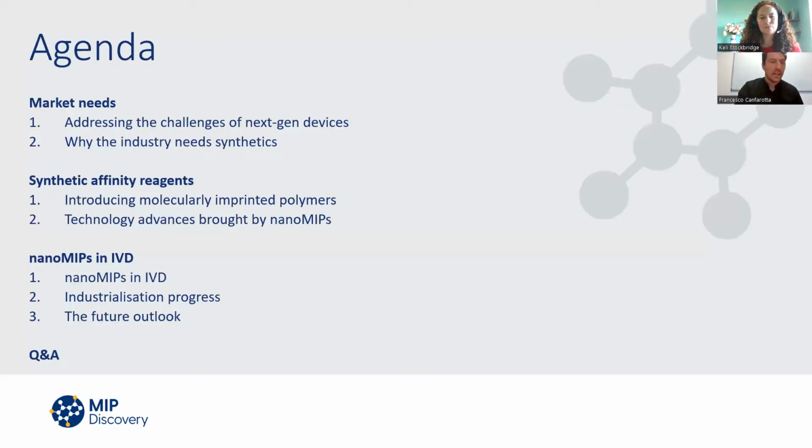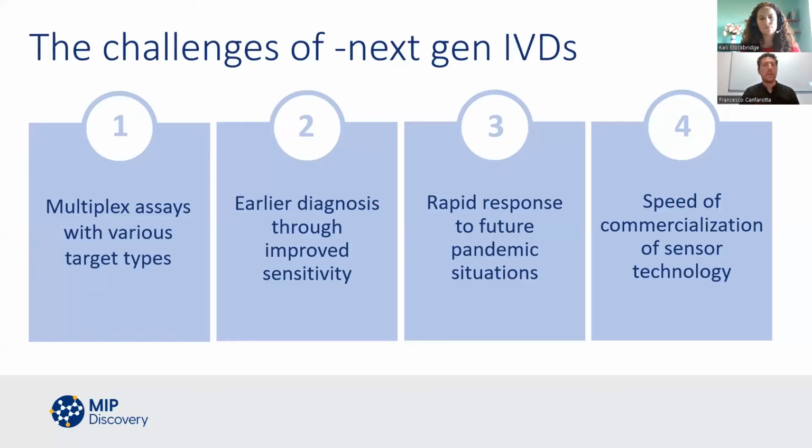Thank you, Kelly, and hi, everyone. So today's agenda is going to focus on the current market needs for the next generation devices. We are then going to delve into synthetic affinity reagents with a particular focus, of course, on molecularly imprinted polymers. We're going to discuss how they are made and the advantages brought by them. And then we're gonna bring some examples on how nanoMIPs are employed in sensor devices. At the end, we're gonna have a Q&A session, as mentioned by Kelly, where we're gonna address any questions you may have.